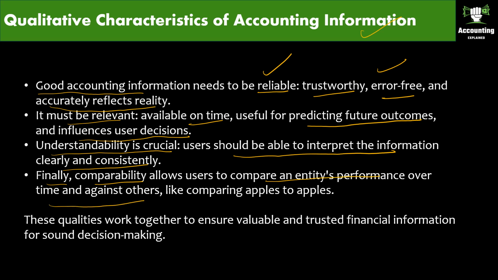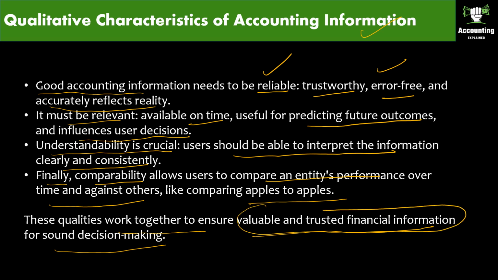See, if you are manufacturing computers and there is a competitor, another computer manufacturing company, users should be able to compare your performance with the company which manufactures the same product, that is a computer. It is like comparing apples to apples. It should be as simple as that. These qualities work together to ensure valuable and trusted financial information. And what is that used for? For making sound decisions.